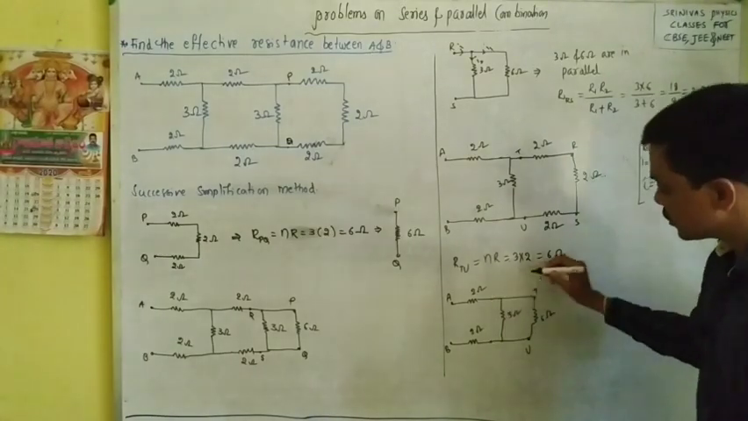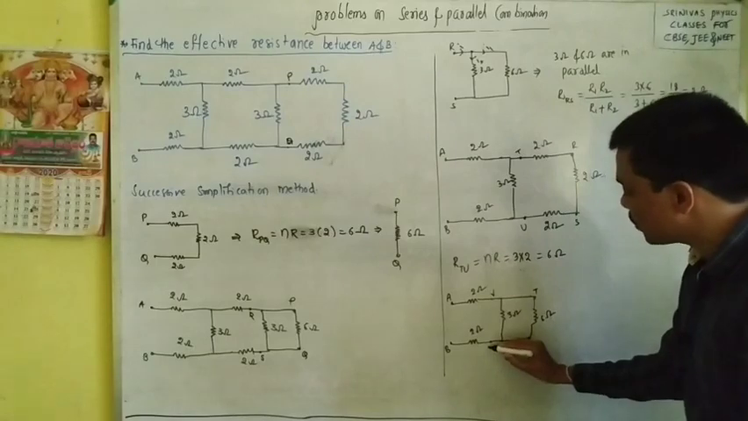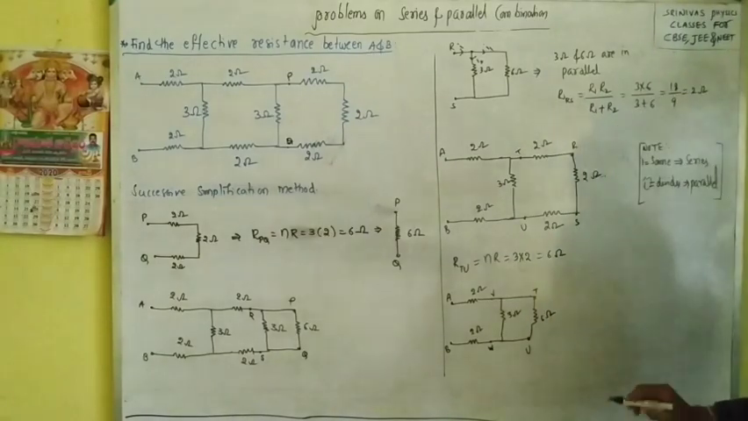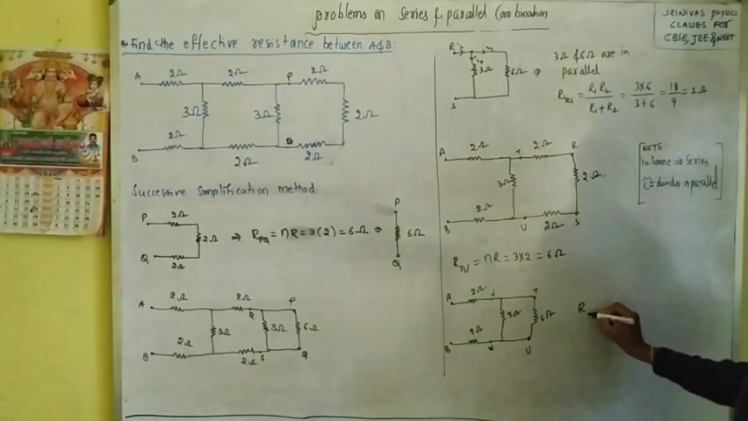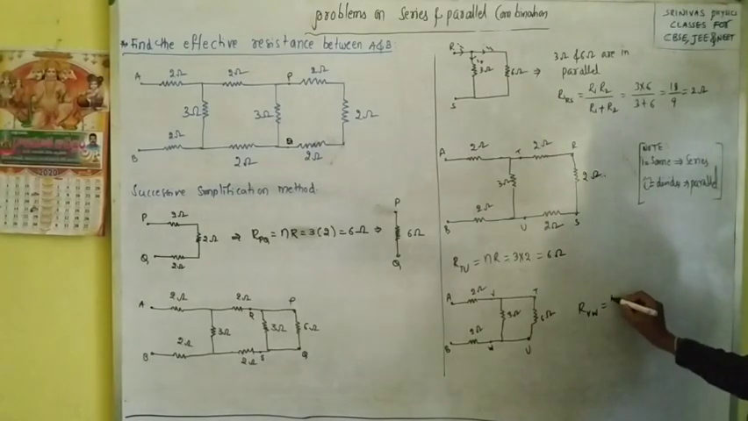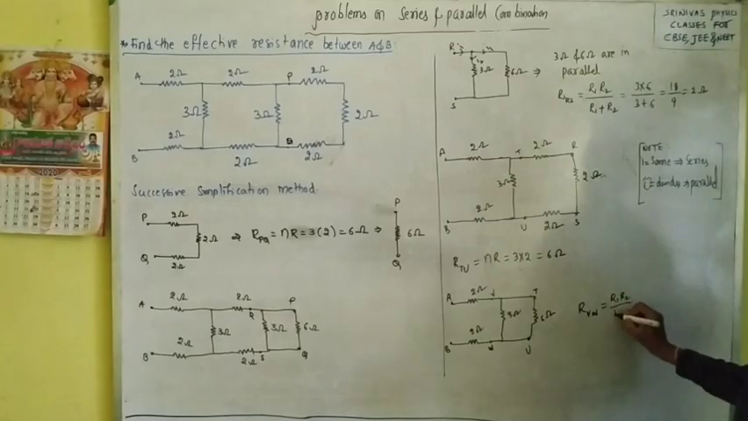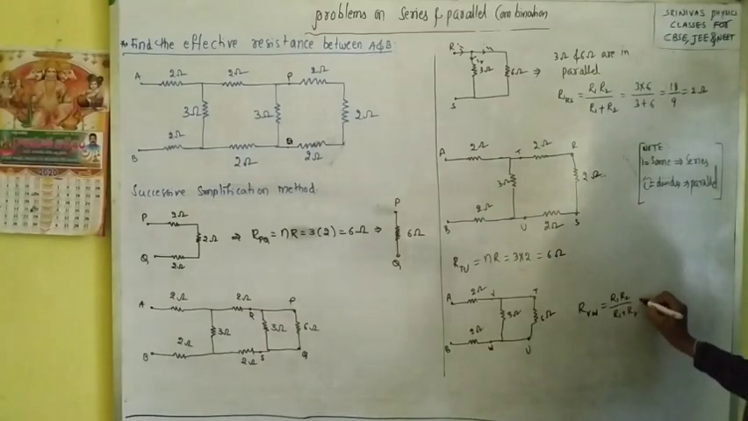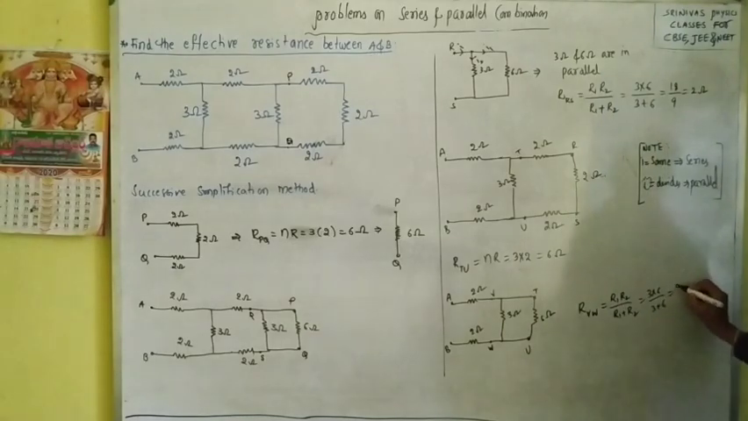Again, we have to split it here. For example, this is VW. What is the effective resistance between V and W? These 3 and 6 are in parallel. We have to use the R1 R2 by R1 plus R2 formula. So 3 into 6 by 3 plus 6, that is 18 by 9. Then we will get 2 ohm.